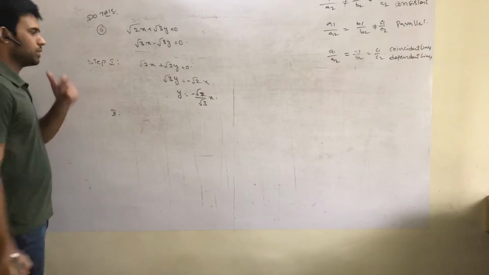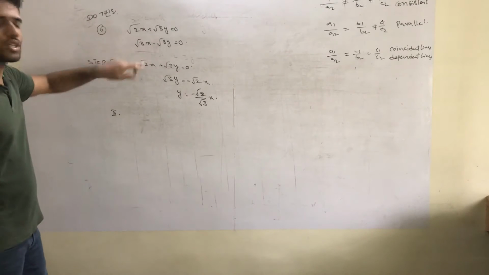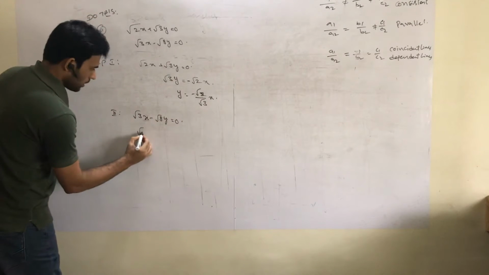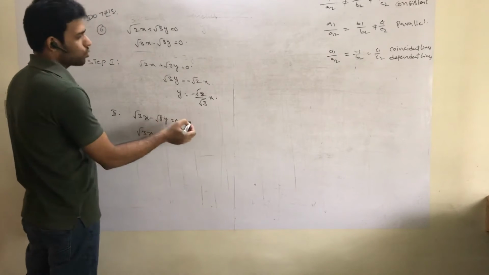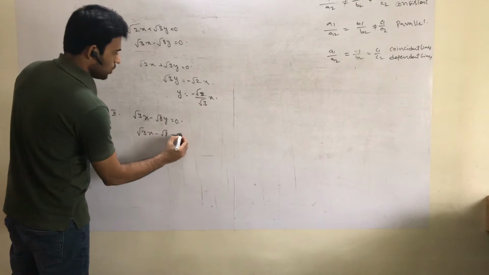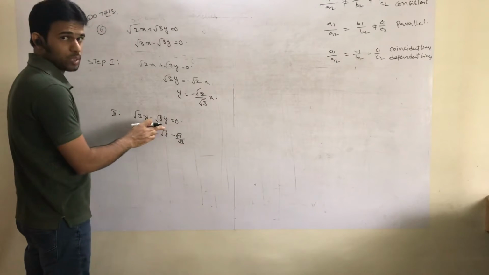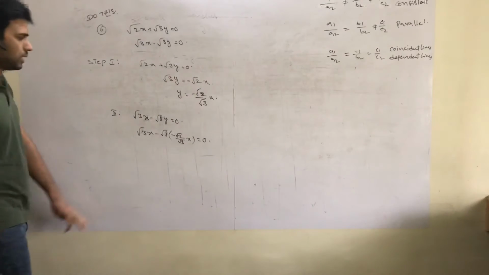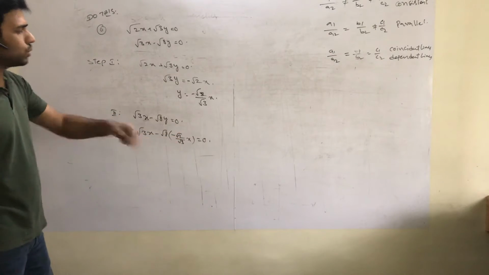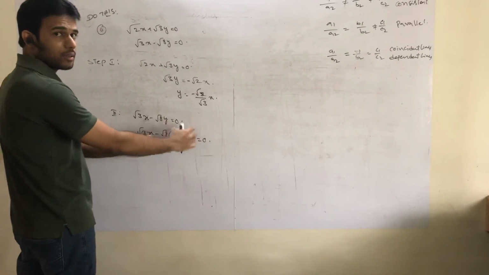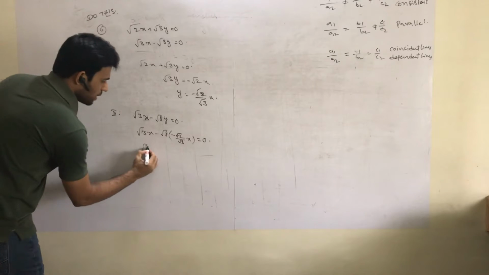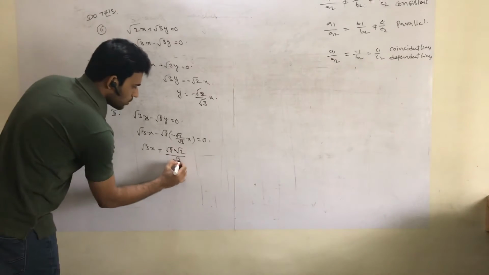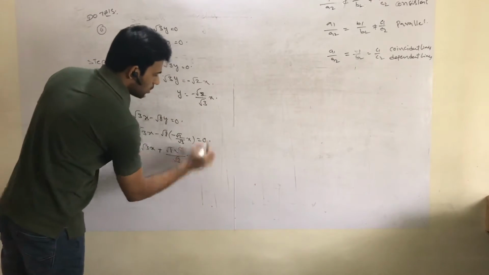Now step 2. We substitute the value of y in equation 2. Equation 2 is root 3x minus root 8y equal to 0. I substitute the value of y in terms of x, putting it in brackets: root 3x minus root 8 into minus root 2 by root 3 into x equals 0. Simplifying, minus into minus becomes plus: root 3x plus root 8 into root 2 by root 3 into x equals 0.